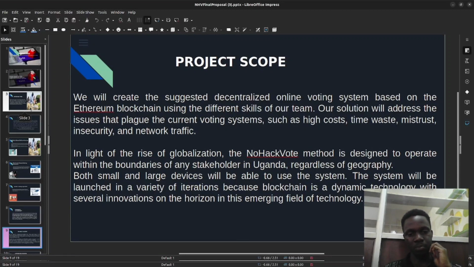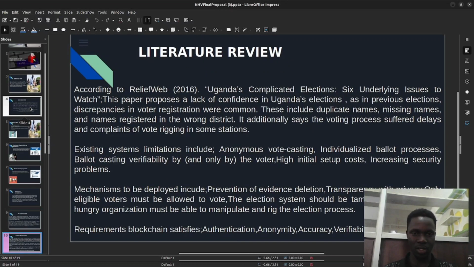Yeah, obviously the project will have various versions, based on the changes in the network, because technology is ever changing.